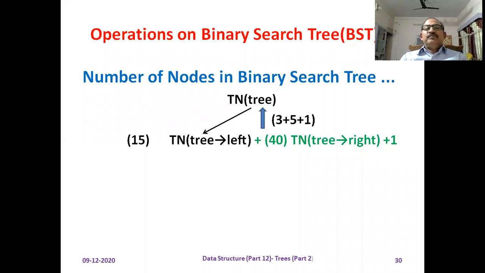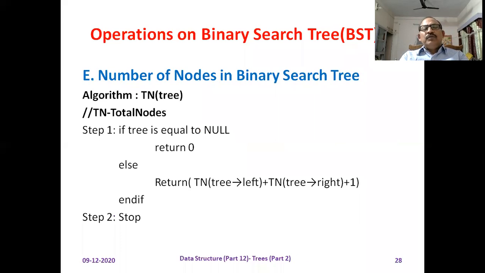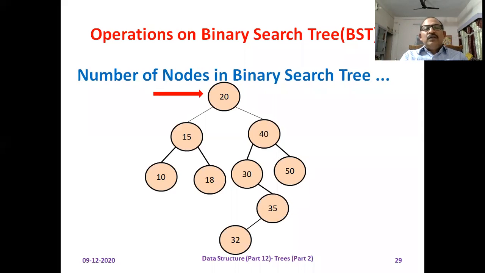Let us see here how we will determine the total number of nodes in a binary search tree. Let us see in detail. We call the tree nodes function with parameter tree. Now, here you can see tree is not empty. And if tree is not empty, what we will do? We call the function with tree left: total number of nodes Tn of tree left plus Tn of tree right plus 1. Okay, so let us see.